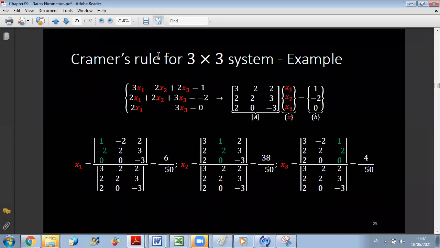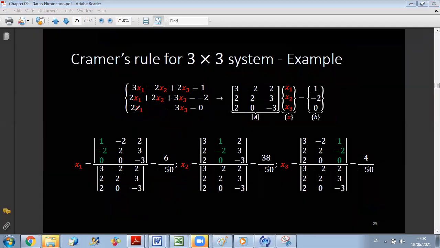As we said, the first step is to transform the linear system into a matrix form. It's very simple here. I just take the coefficients of x1: 3, 2; the coefficients of x2: minus 2, 2, 0; the coefficients of x3: plus 2, plus 3, minus 3. I will constitute my matrix A times the x vector, which is x1, x2, x3, equal to the result vector.